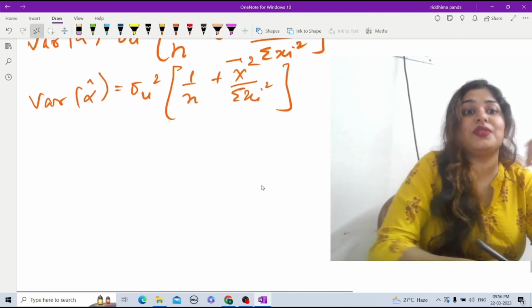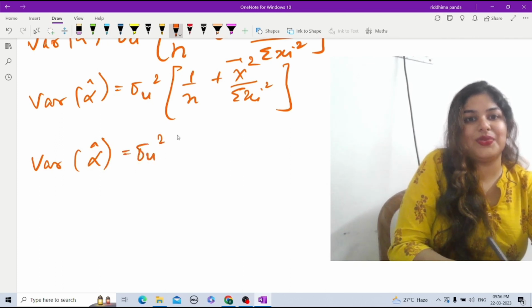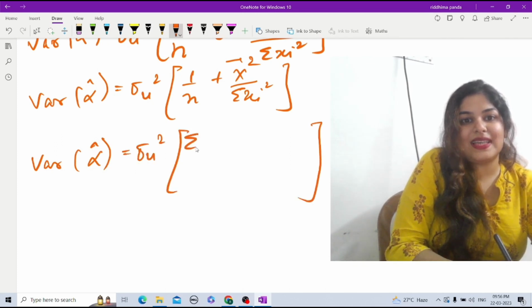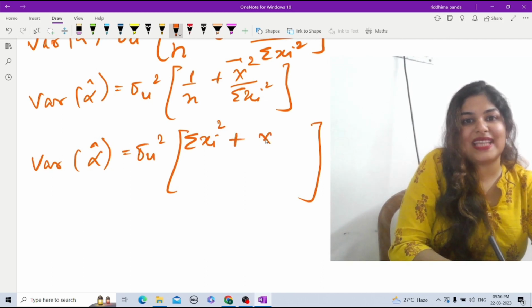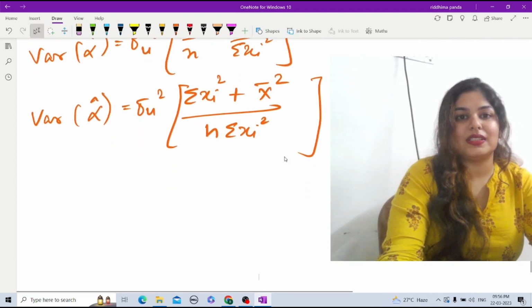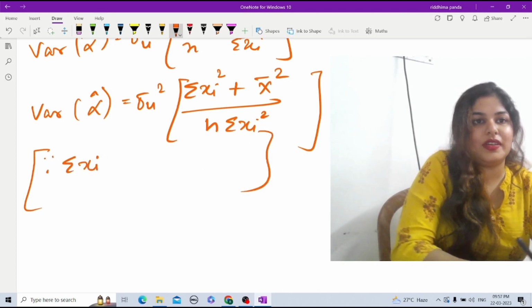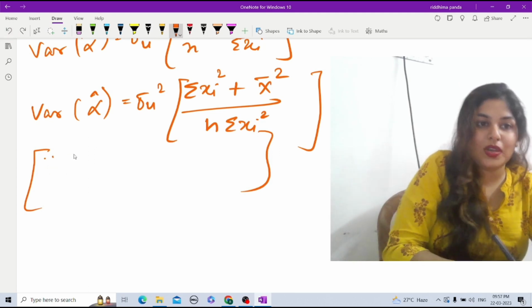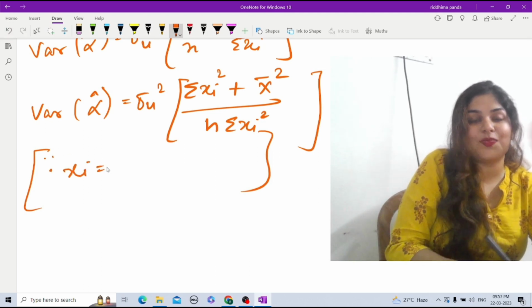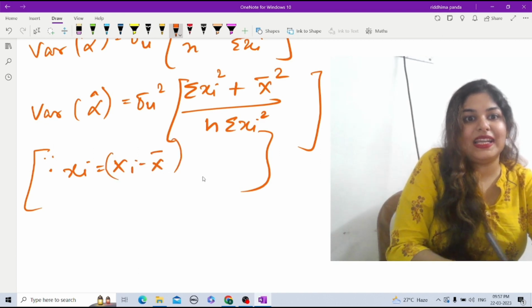So we are going to simplify it further. Now variance of alpha hat is equals to sigma u square (summation xi square plus x bar square) by n summation xi square. Now here, since small xi is the deviation from the mean, that is xi minus x bar, let us put this here.